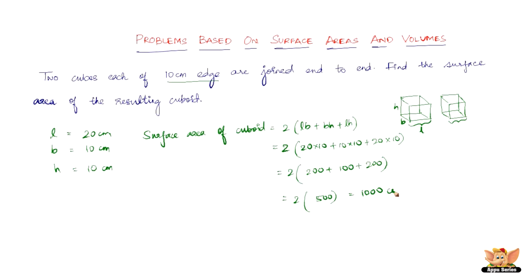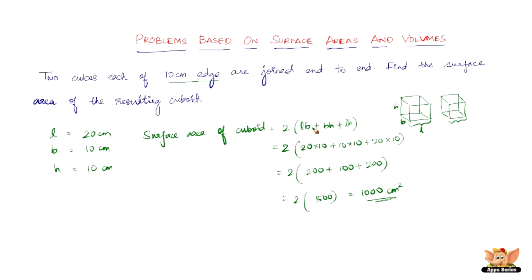So therefore, now since it's all in centimeters, it's going to become centimeters squared. So therefore, the surface area of the resulting cuboid, that is if you join the two cubes of side 10 centimeters, you're going to get a total surface area of 1000 centimeters square. A pretty straightforward and a very simple problem, very basic problem to start off problems on this topic.